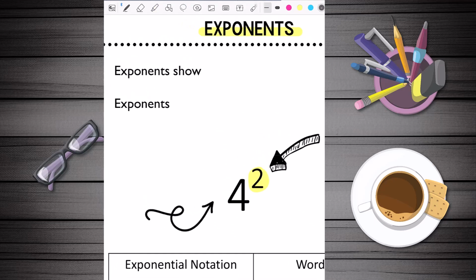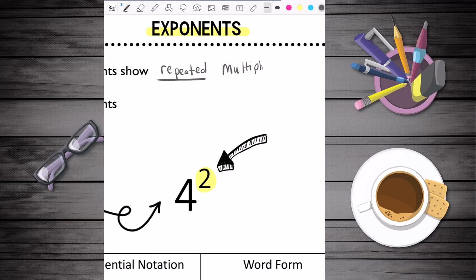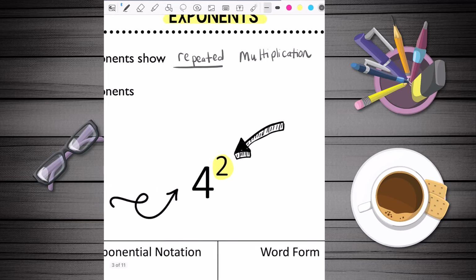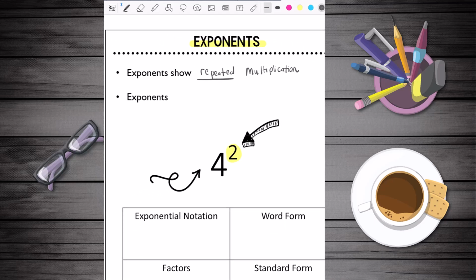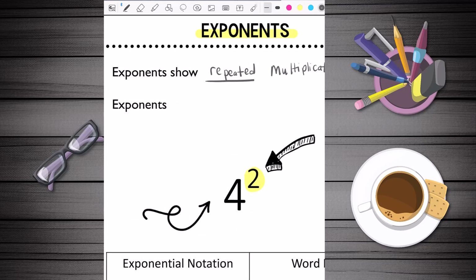This little 2, it's called a superscript. This little 2 is an exponent, and exponents show repeated multiplication. Remember, you can pause if I'm going too fast for you. Exponents show repeated multiplication. So I have 4 to the second power here, or 4 squared.